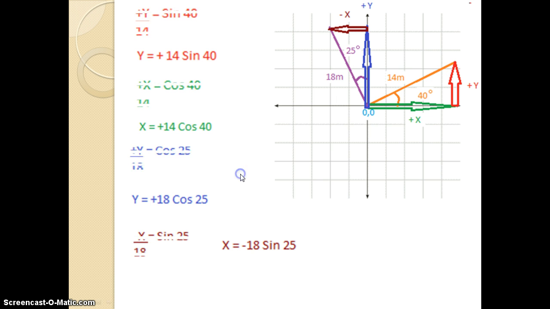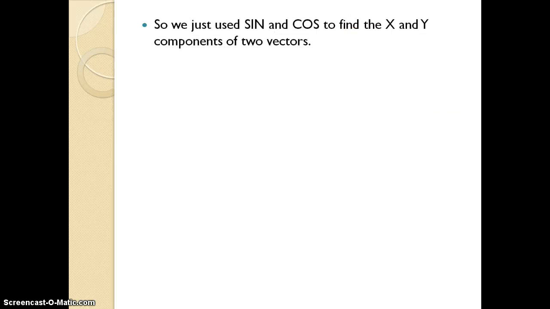Once we have all these, those are the 4 components to our situation. We're not to solve for them quite yet, but we're going to take them and organize them into a new kind of table that will really help us experience what's going on. So to summarize, we just use sine and cosine to find the x and y parts that we're going to call the components of 2 separate vectors. So we took 2 things at angles and found the forward or backward and the up or down parts of it.